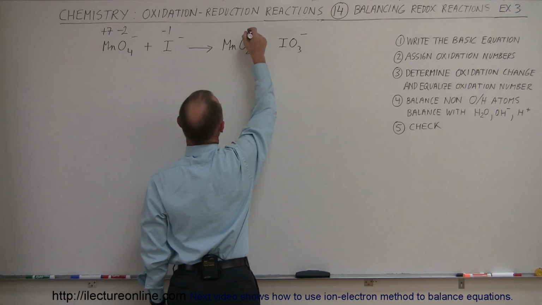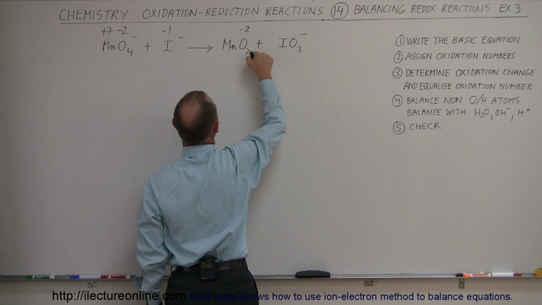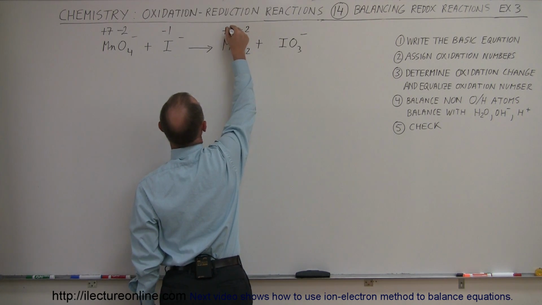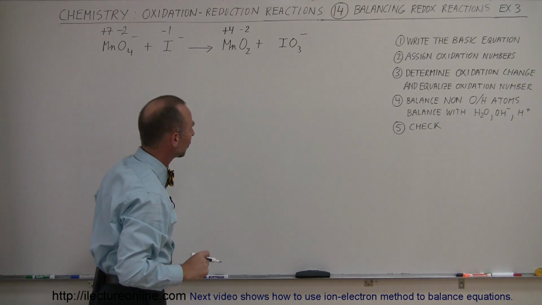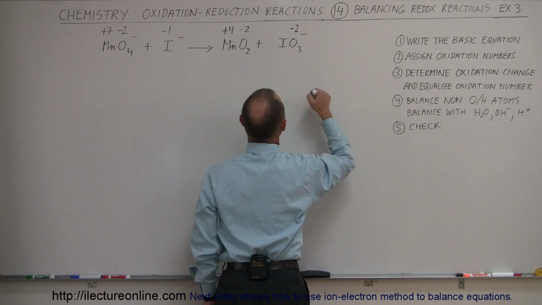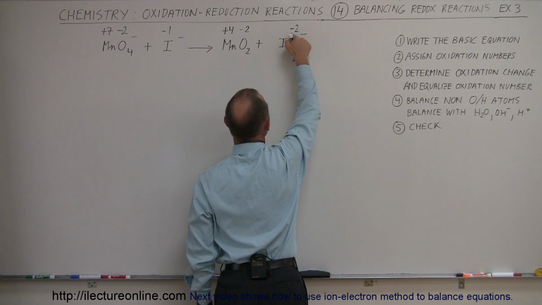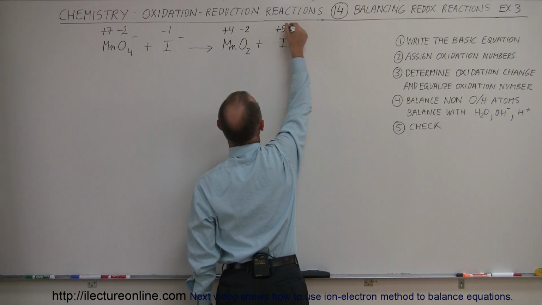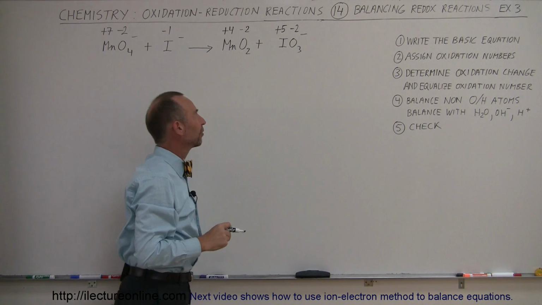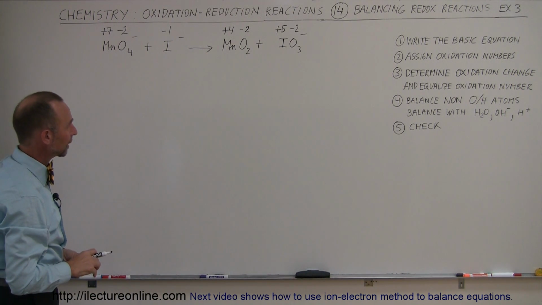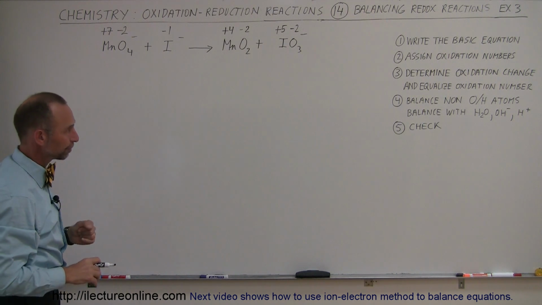Again, here oxygen is expected to be at minus 2. There are 2 of them, so that gives you minus 4, balanced by the manganese, which would have to be at an oxidation state of plus 4. Here oxygen starts out at minus 2. 3 times minus 2 is minus 6, but the whole ion is at a minus 1 state. That means this iodine must be at plus 5 to have an overall ion oxidation state of minus 1. Okay, so now we have the oxidation numbers.